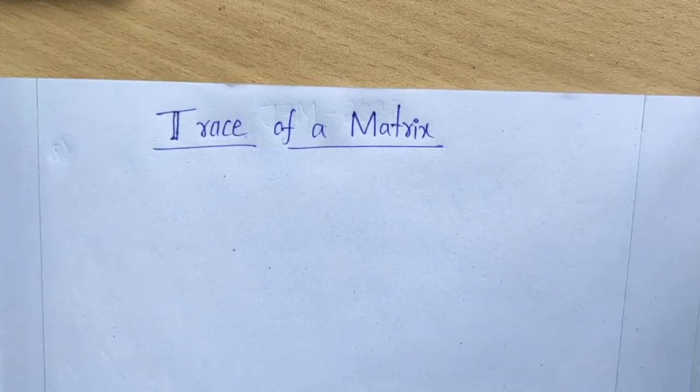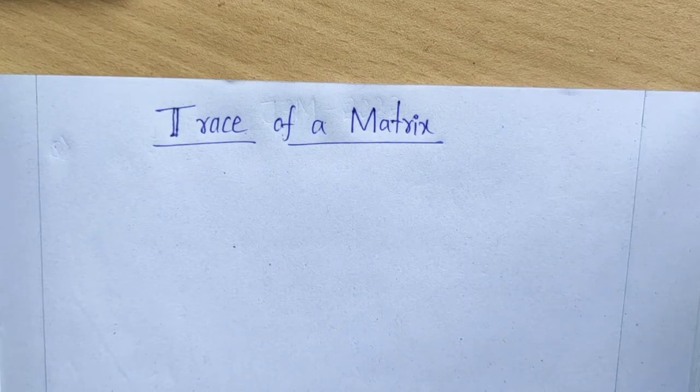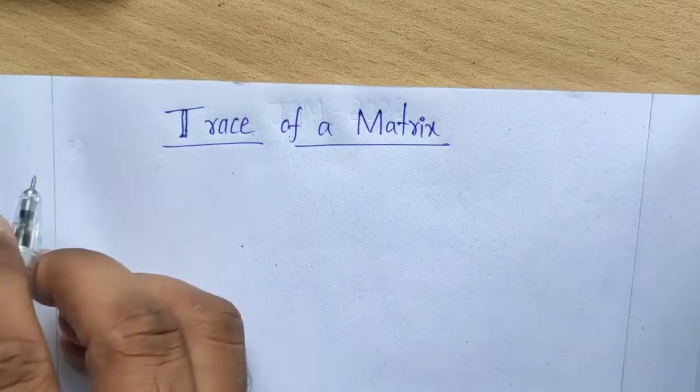Good morning students. My name is Mallikarjun.K. Today we will discuss the trace of a matrix. What is the trace of a matrix? Definition: the sum of the elements of a square matrix A lying on the principal diagonal is called the trace of a matrix. Write down the definition.